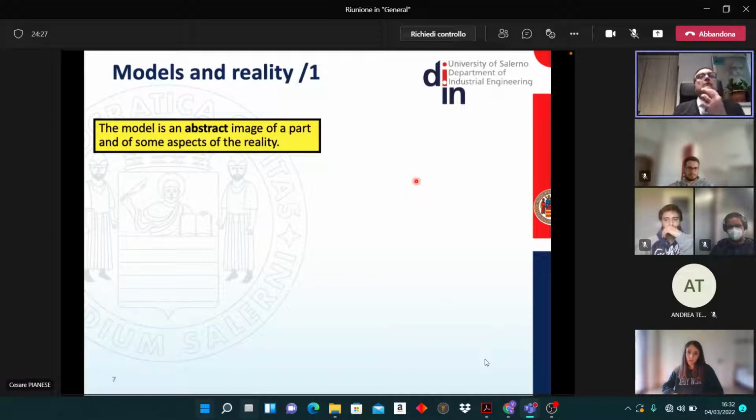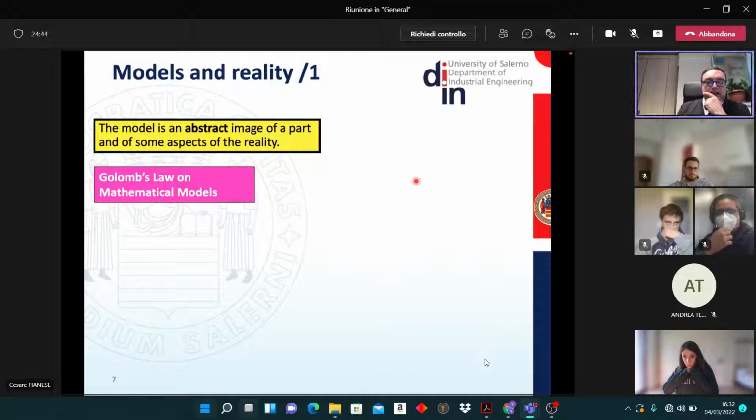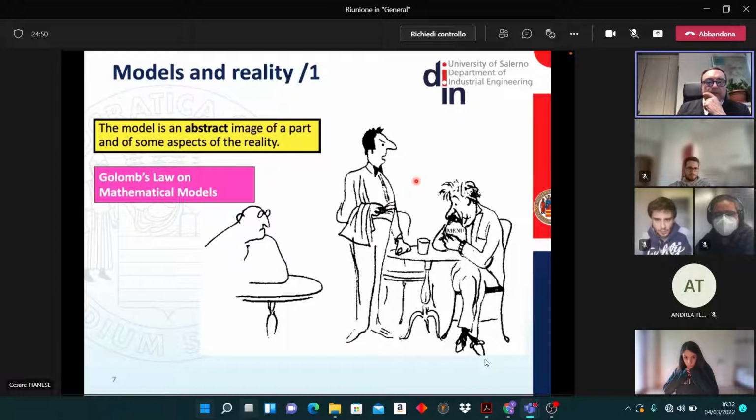What is the concept of the model? The model is an abstract image, an astrazione, we say in Italian, of a part or some aspect of the reality. So it's just a representation of the reality. This is the Coulomb law on mathematical models. What is the meaning of this sketch, this cartoon?